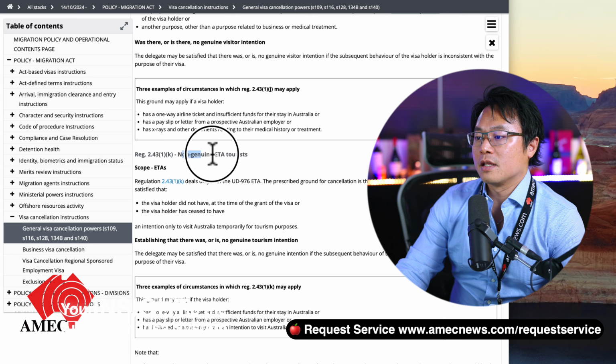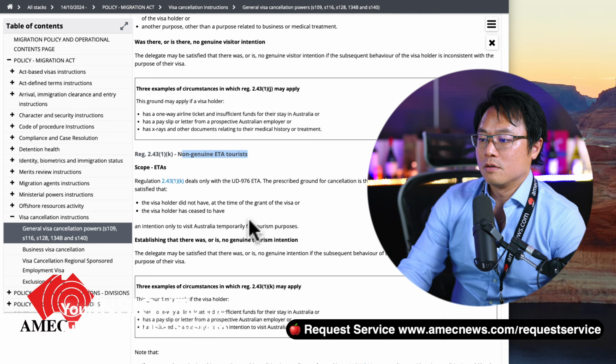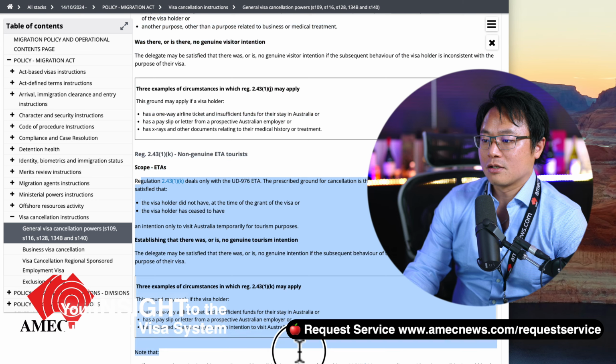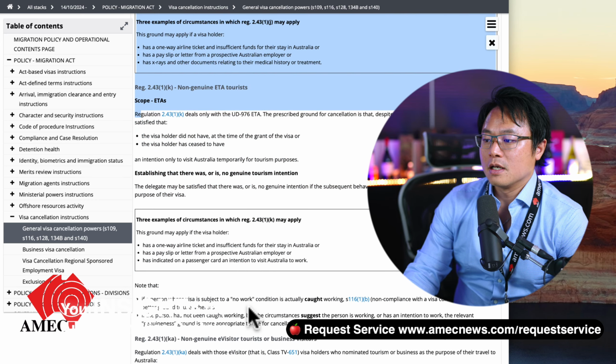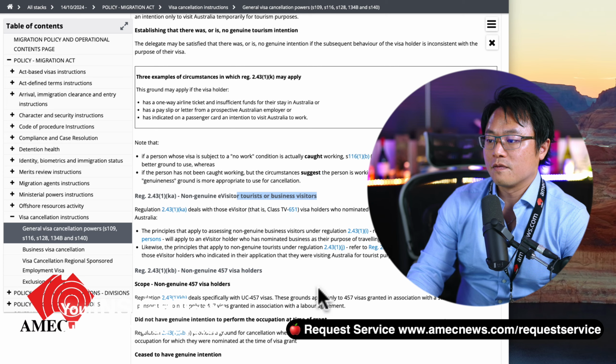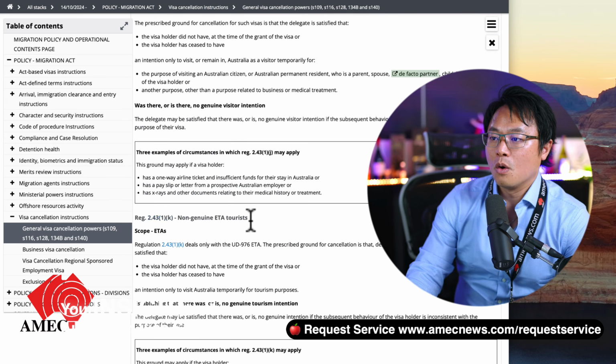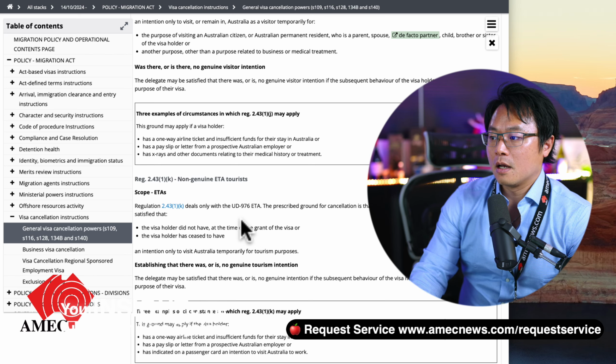So the non-genuine ETA tourist is the same. You can see they copy each other. It's not much of a difference, and they're talking about the e-visitor for business visitors. It's the same as well, whether you only come here to visit or you're actually conducting potential work there.